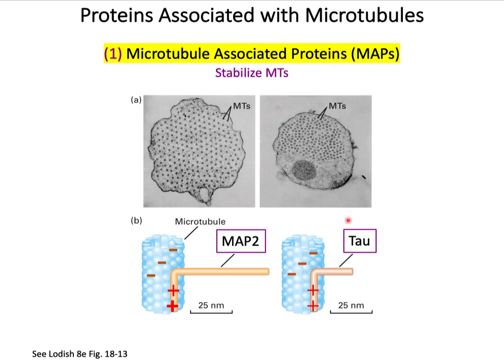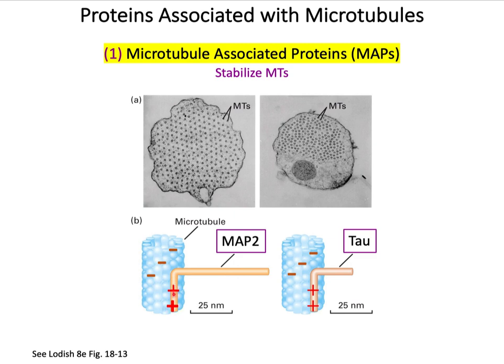The best characterized proteins are MAP2, MAP4, and tau. MAP4 is not shown on this slide, only MAP2 and tau. This group of proteins all have the same basic structure in that they have two domains. One domain is made up of repeats of positively charged amino acids, shown here.